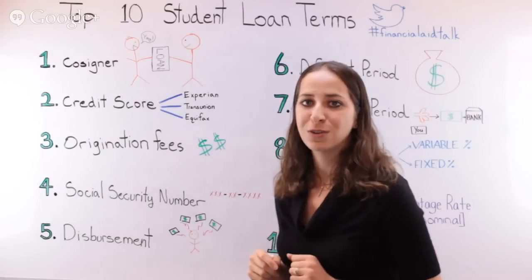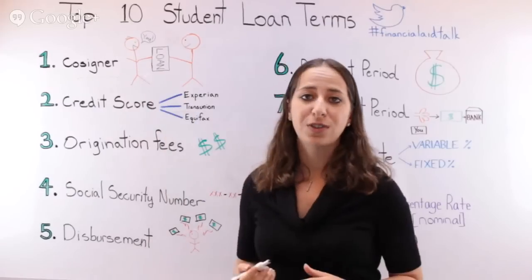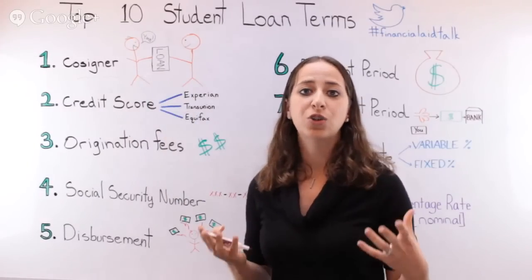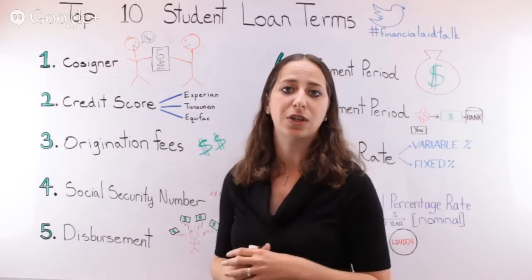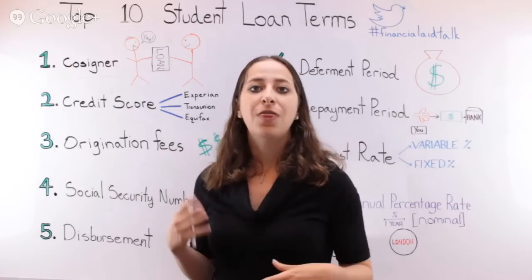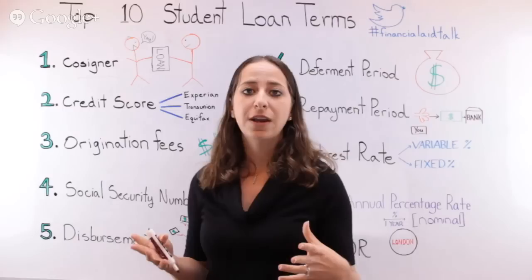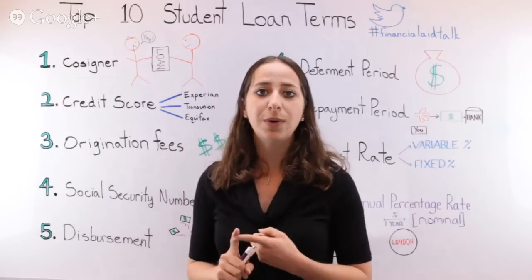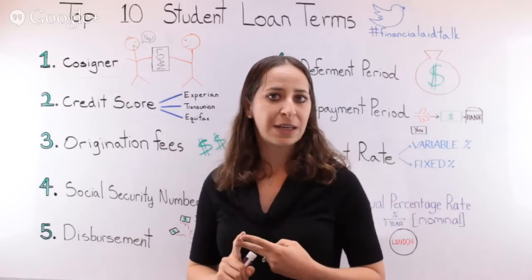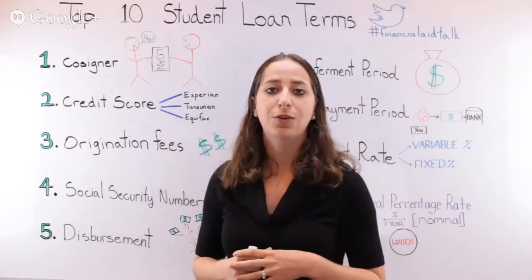The first student loan term, which is the most important one, is the cosigner. Your cosigner is the person who is basically guaranteeing your student loan. So they're the ones saying, if you can't pay back your student loan, they will instead. Now, when it comes to your cosigner, it's very important that you make sure that they are a U.S. citizen or permanent resident, that they have lived in the U.S. for the last 2 years, and that they have good credit.